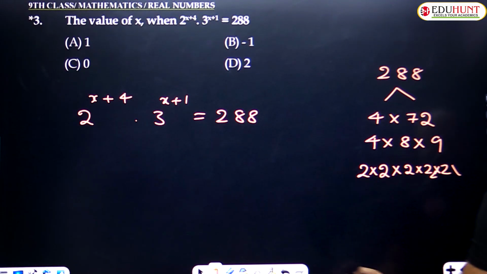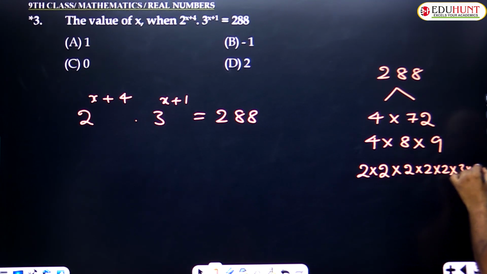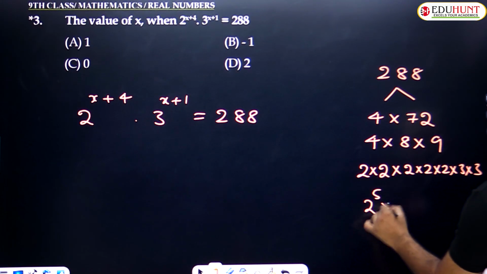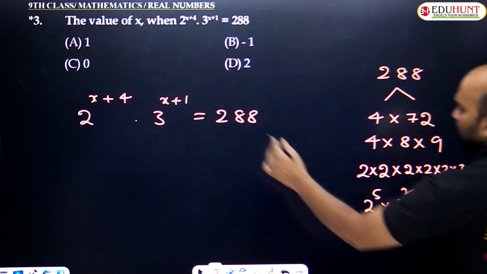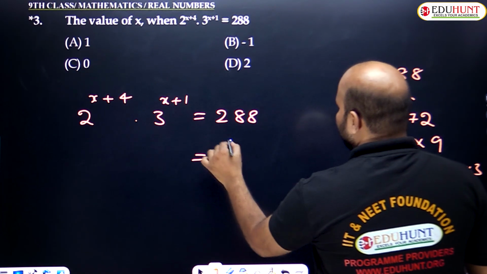9 can be written as 3 into 3. So how many 2s are obtained? 1, 2, 3, 4, 5. 2 power 5 into 3 into 3, nothing but 3 square. So what is the prime factorization of 288? 2 power 5 into 3 square.